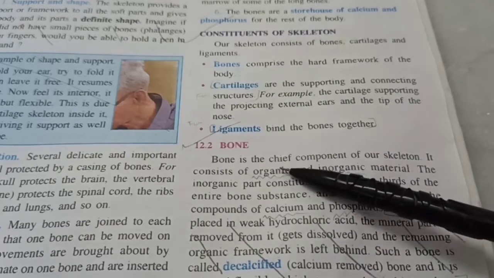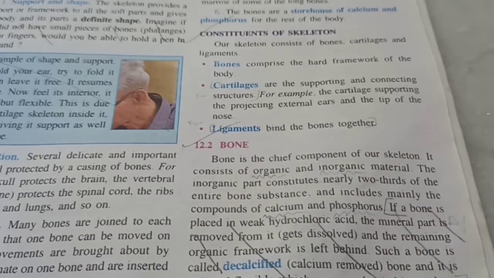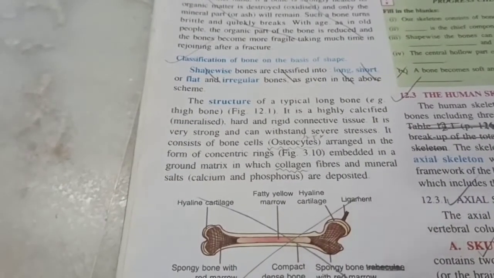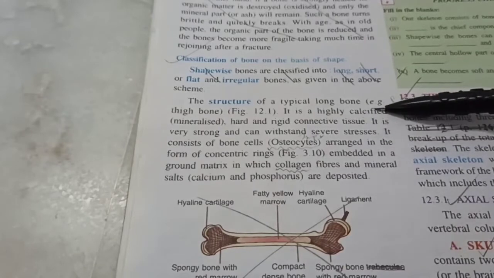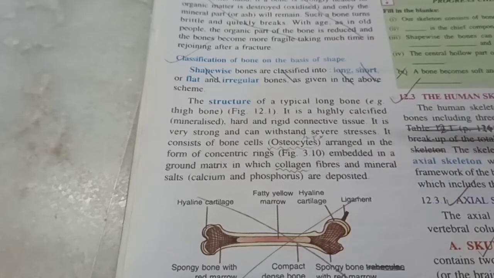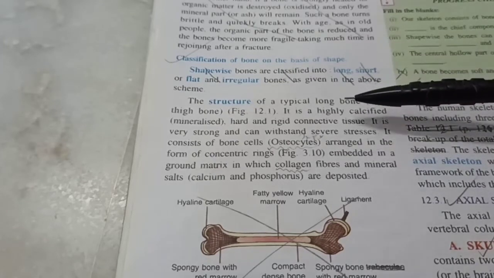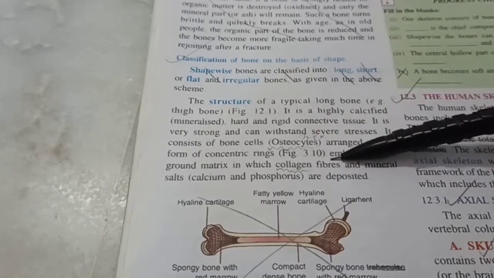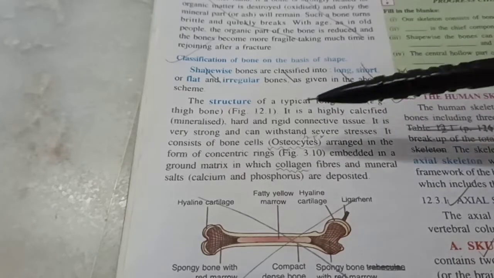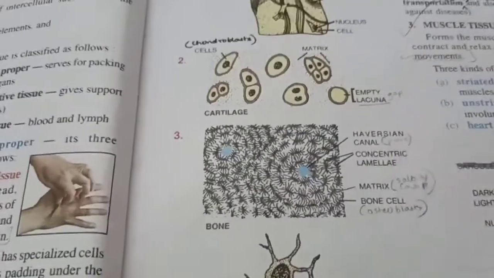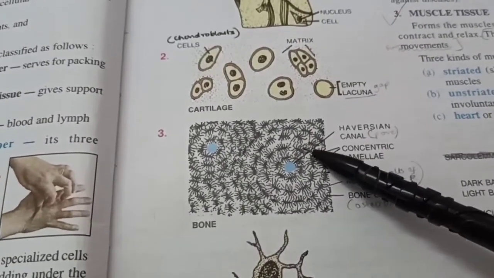And the organic part of it is all the cells like osteoblasts and all the tissues inside it. The structure of a typical long bone is that it is highly calcified, or it has a lot of calcium. The bone cells are called osteocytes, which are similar to osteoblasts. It also has the matrix surrounding it. It has collagen fibers, and there are some concentric rings in it, which we've studied in the tissues chapter. It looks like this. The concentric rings.